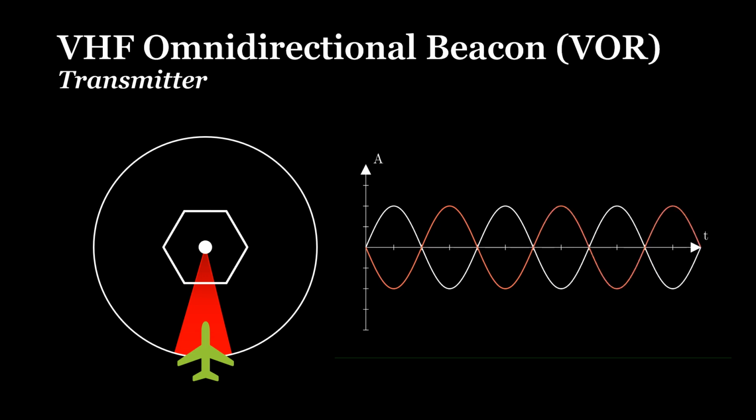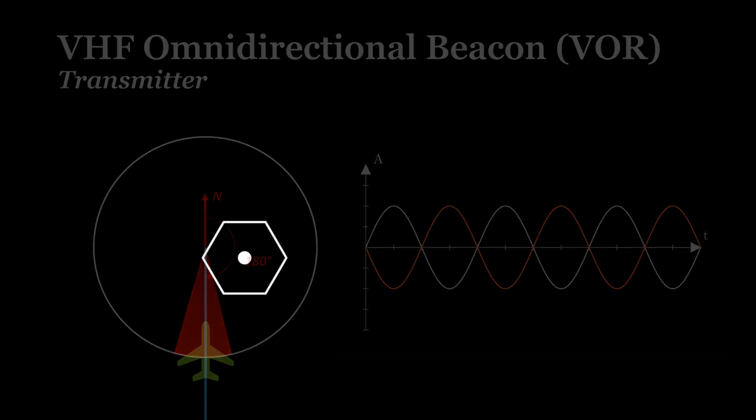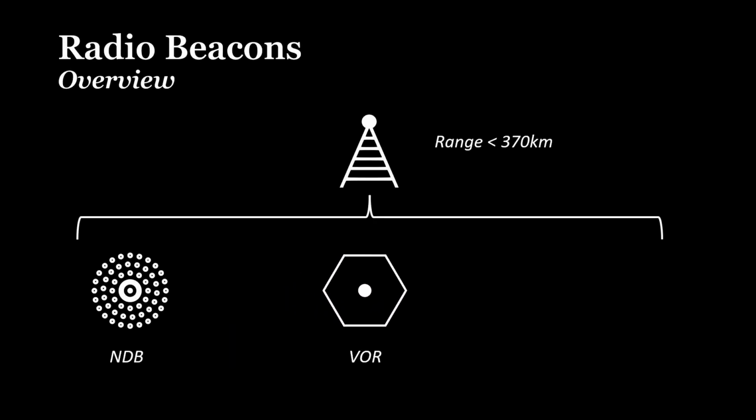The determination of the bearing is a little different compared to NDBs. First, the radial of the VOR station to the aircraft is determined, which is equivalent to the observed phase shift. Based on this information, the bearing can be calculated. VOR stations are often paired with other air navigational systems, for example TACAN or DME. Next, let's have a look at the conjunction of a VOR beacon with DME.